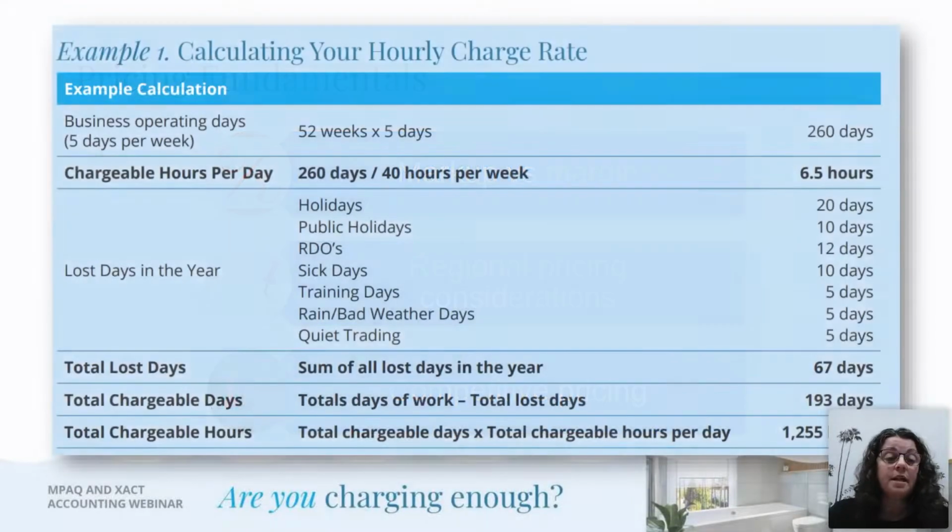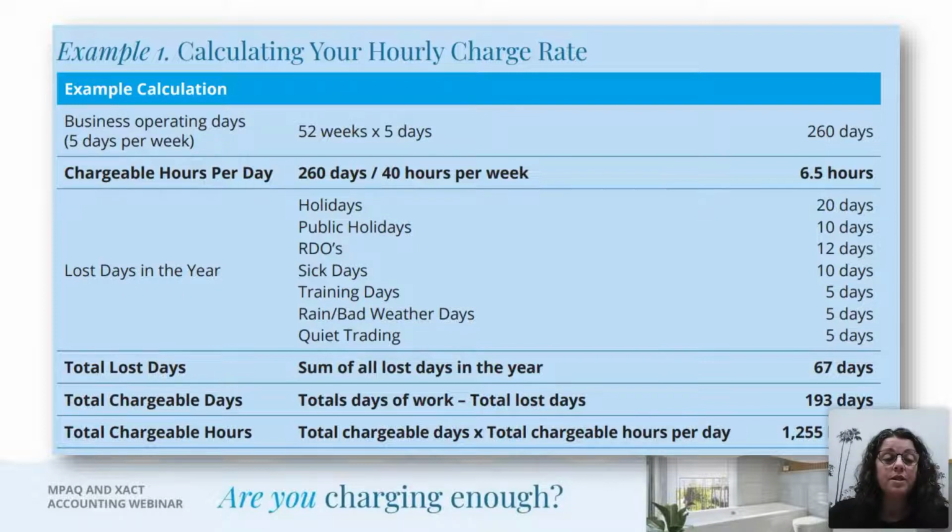The guide itself, if you've got a copy of that, this is the example that's published in the guide. I won't go through this one in too much detail because we want to go through some live examples in a moment. But this is just to give you an idea of the basis of how we calculate labour particularly. We want to look at how many days available we have in a year. If we've got 52 weeks in a year and 5 days of that is our working week, it gives us 260 days a year available for work.